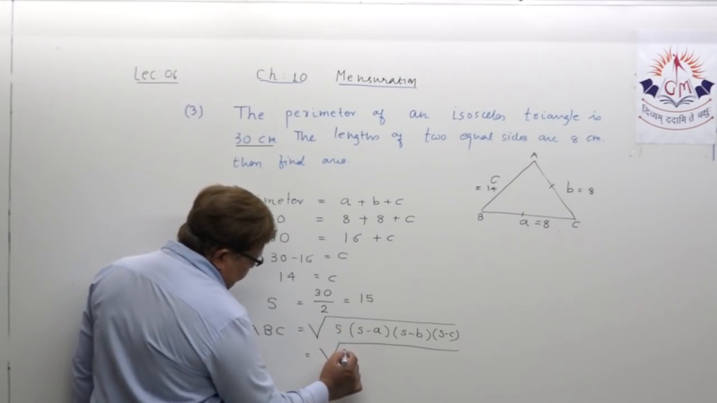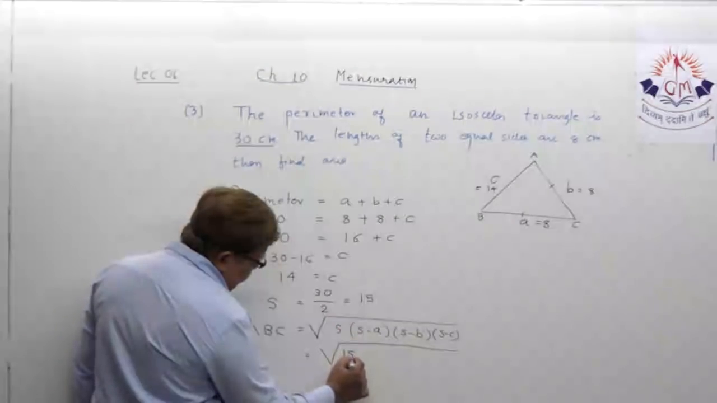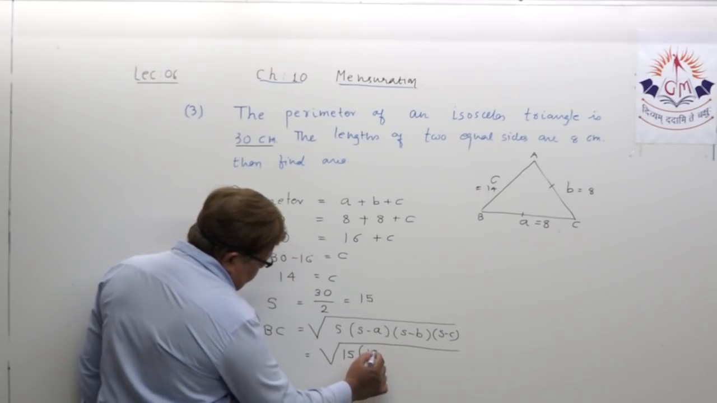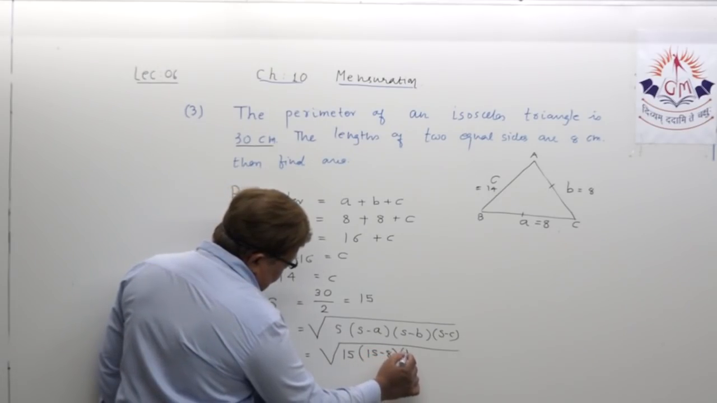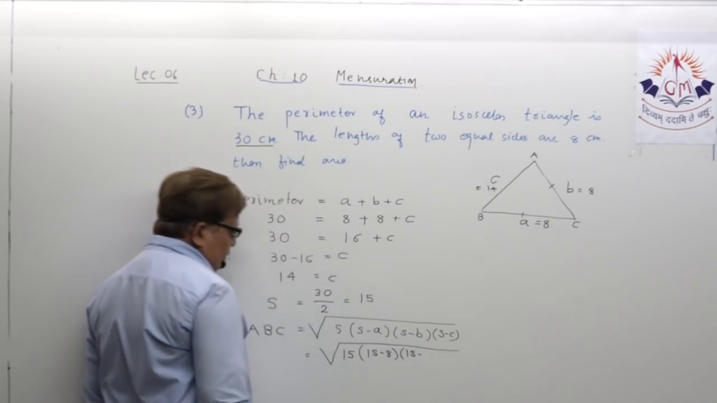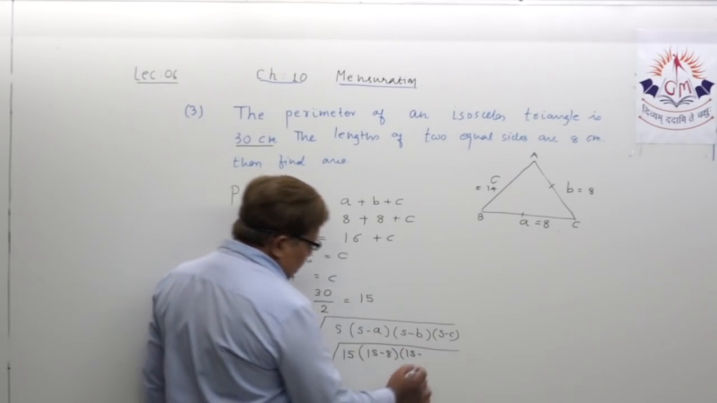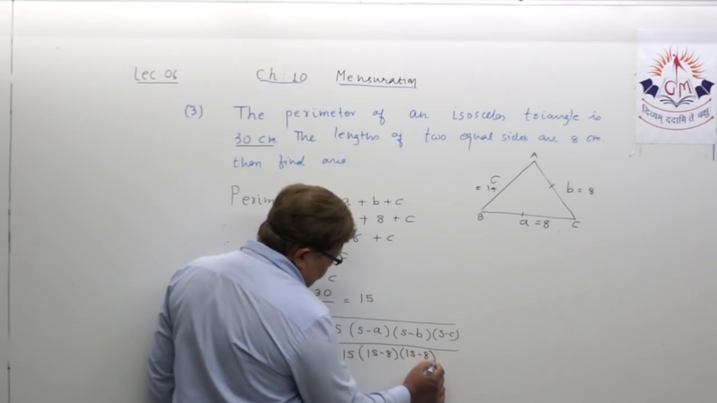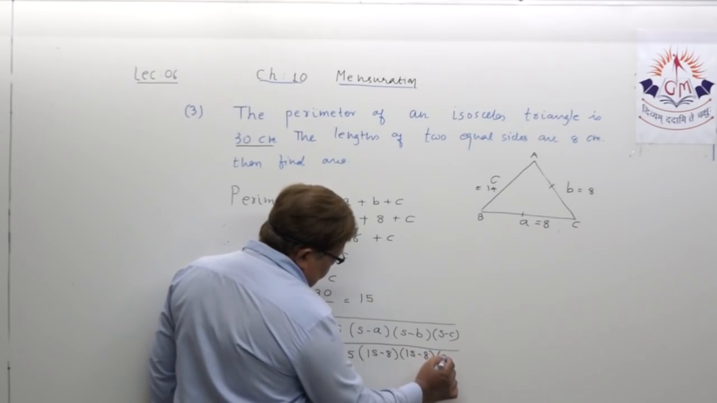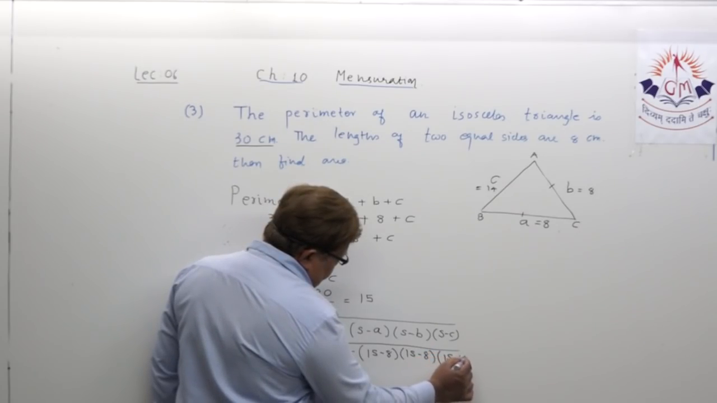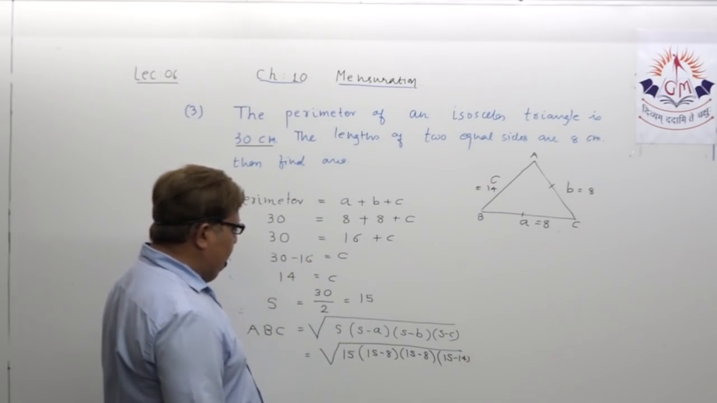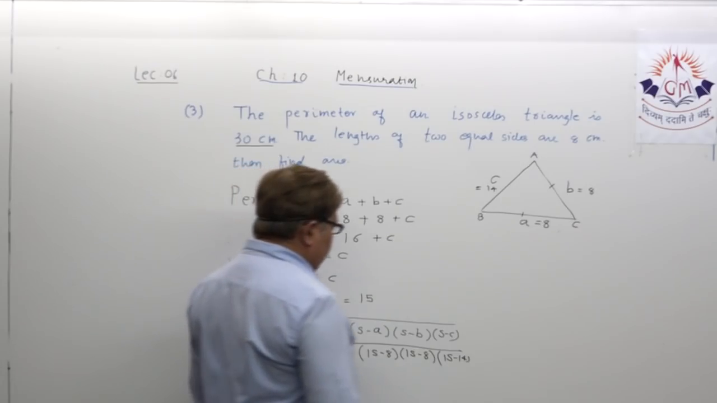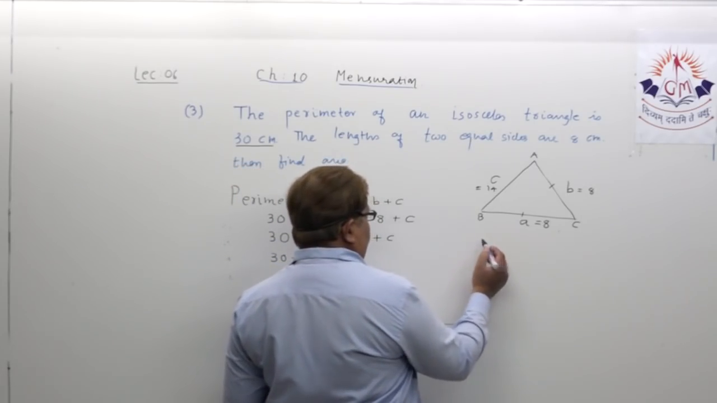S, that is semi-perimeter, which is 15. 15 minus A means 8. 15 minus B also 8. 15 minus C, that is 14. After writing this step, we will continue the example here.